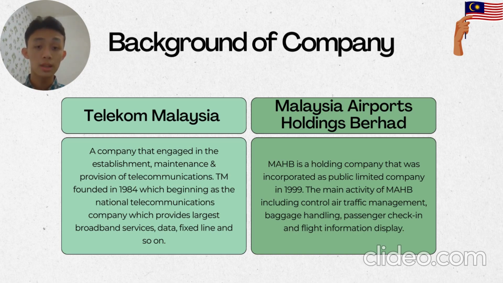While the second company that we analyze is Malaysia Airport Holding Berhad. Malaysia Airport Holding Berhad, known as MAHB, is a holding company that was incorporated as a public limited company in November 1999, and was thereafter listed on the main board of the Kuala Lumpur Stock Exchange, Bursa Malaysia, becoming the first airport operator to be listed in Asia and the sixth in the world. The main airport is KLIA, where the main activities include air traffic control management, baggage handling, passenger check-in, and flight information display.